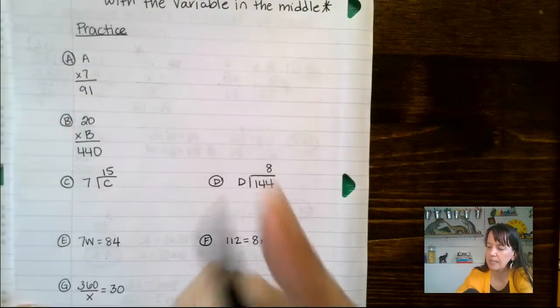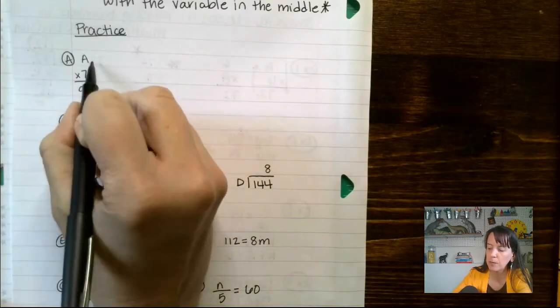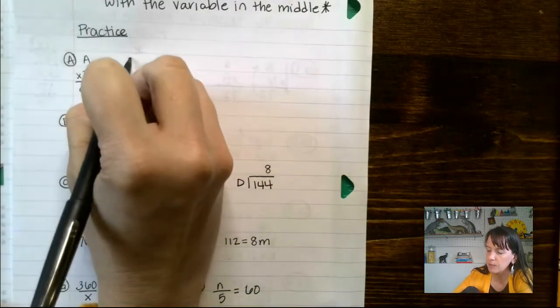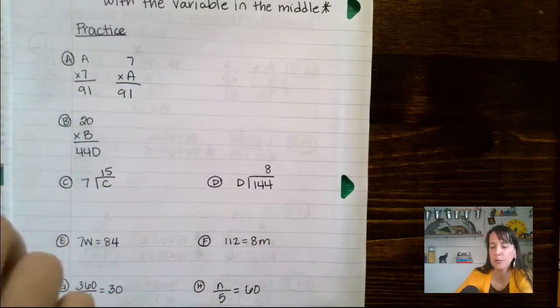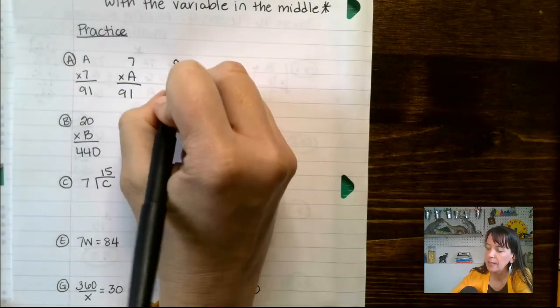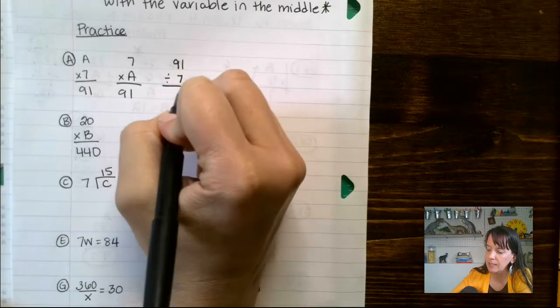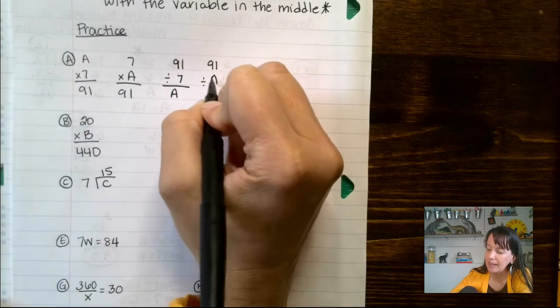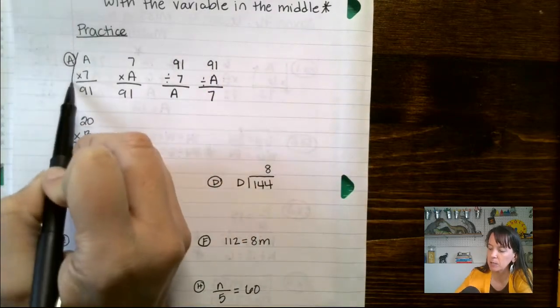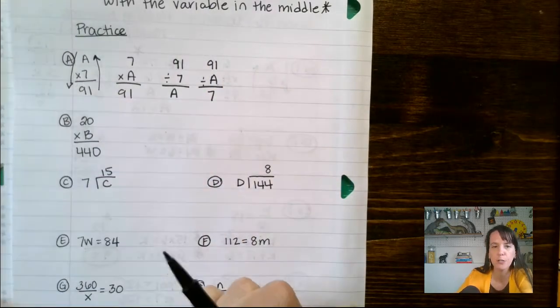All right, let's talk about these guys. Our fact families for this one. Remember, you can flop your multiplication. So 7 times A is 91. That doesn't help me, but we can do division in the other direction. 91 divided by 7 is A, or 91 divided by A is 7, because if I multiplied in this direction, I'm dividing in that direction.